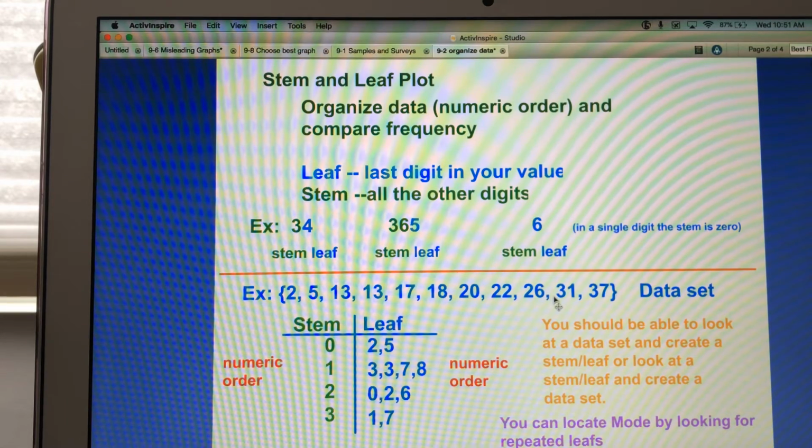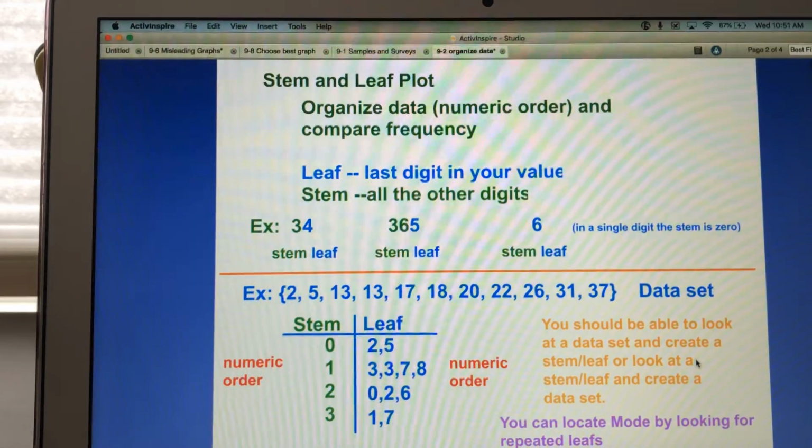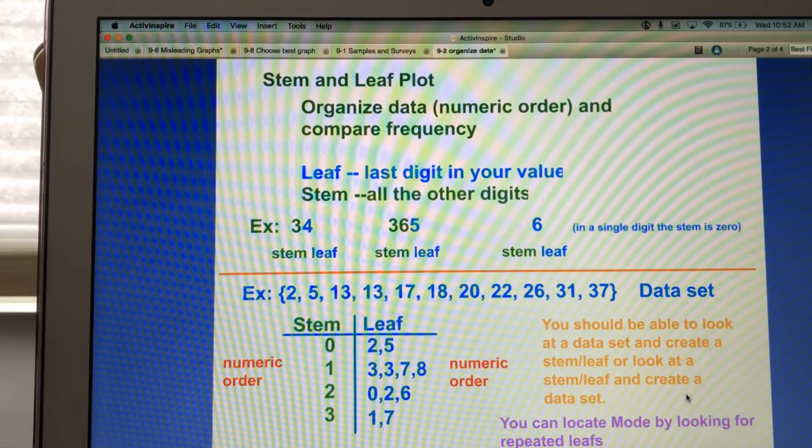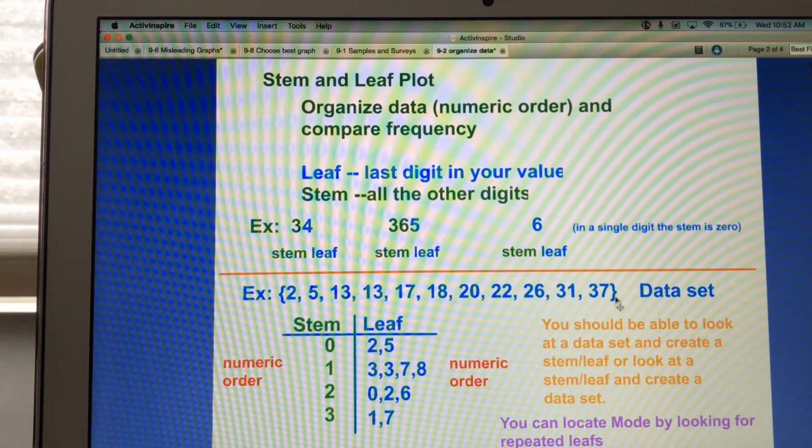Here's my data set. I can look at my data set, and anywhere there's no stem, I automatically recorded it in the 0 row. The leaf is 2, the leaf is 5. 13, 13. 17, 18, 20, 22, 26, 31, 37. You should be able to look at a data set, create a stem and leaf, and look at a stem and leaf and create the data set.